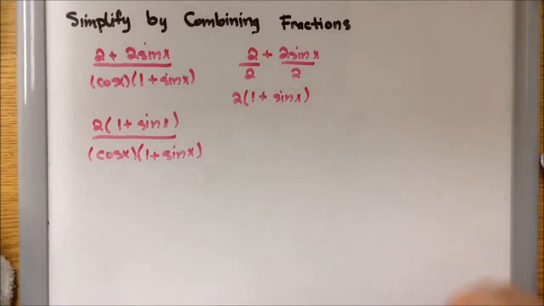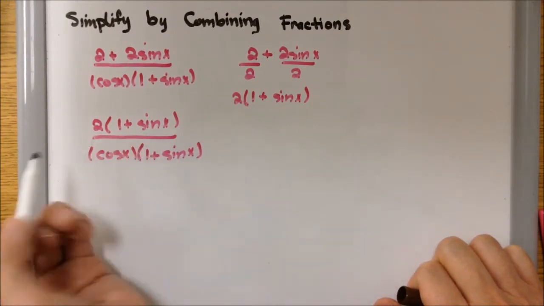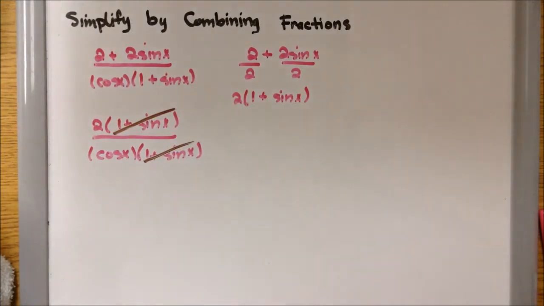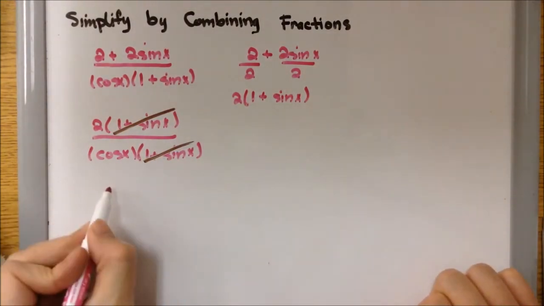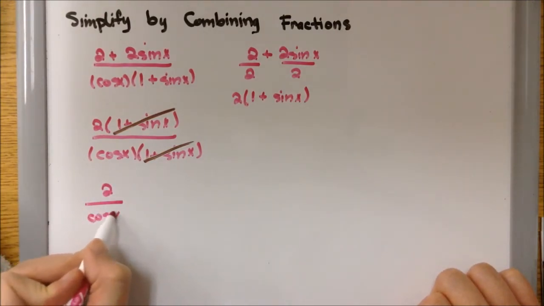So now looking at this, and again, my factors are multiplying. I notice that I have a common factor on the numerator and the denominator, 1 plus sine of x. So I'm going to divide them. It would divide itself into 1, and I'm left with 2 over cosine of x.